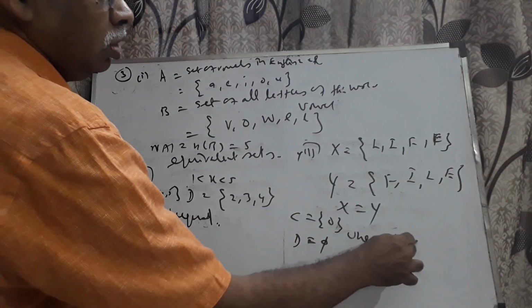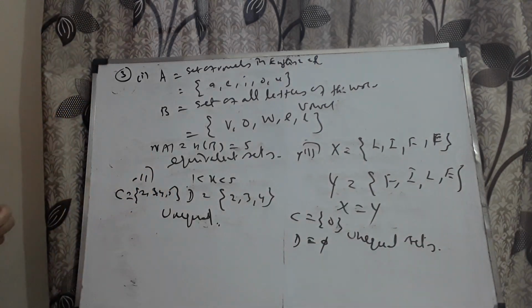They are unequal sets. C is a singleton set, whereas D is an empty set. Set of all triangles: triangles have only 3 sides. A set of all triangles having 4 sides is an empty set. Sorry, I read out from a different question.